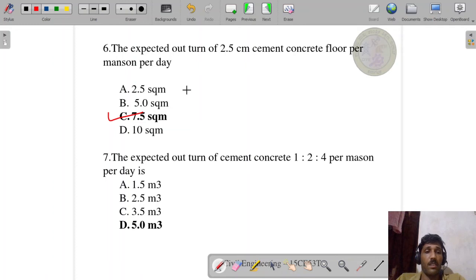Next. The expected outturn of cement concrete 1:2:4 per mason per day is dash. Option A 1.5 meter cube, option B 2.5 meter cube, option C 3.5 meter cube, option D 5 meter cube. Which is the correct answer? Option D is the correct answer.